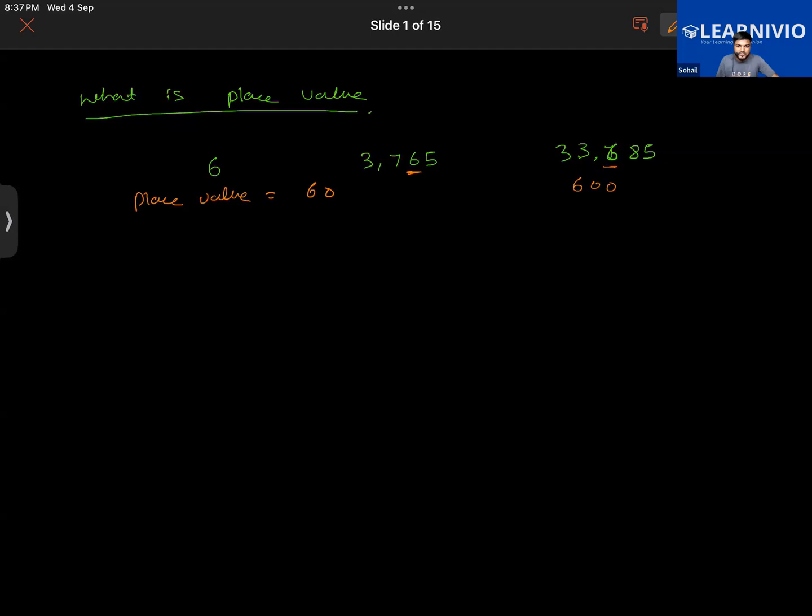See, Sumaya, right now the chapter geometry we have finished, and we are going to revise whatever we have done so far in the batch, starting from the first chapter. In the first chapter we learned about place value and the number system, the international number system and the Indian numeral system.